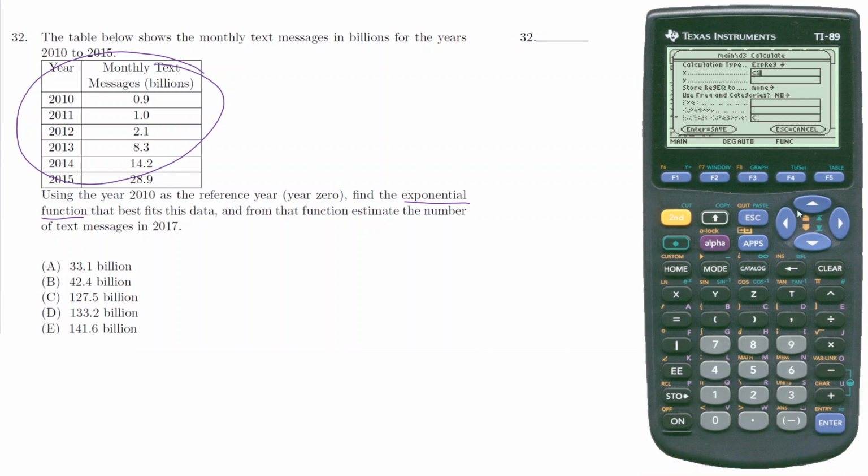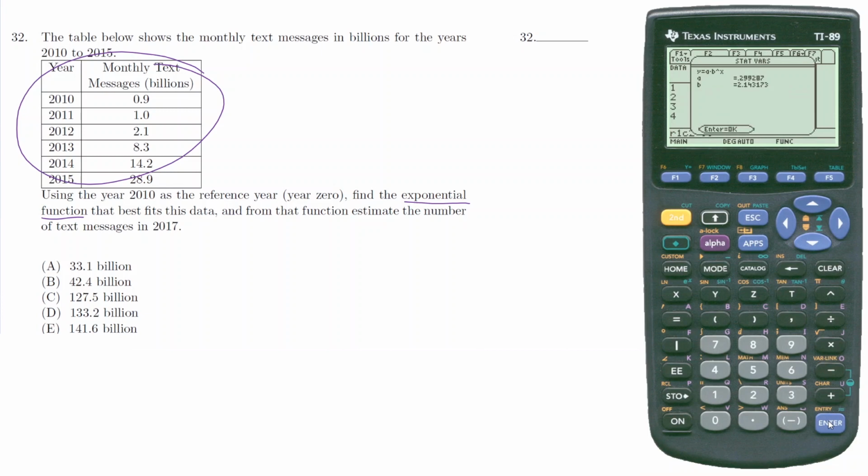Of course, I have to use all these letters. And here I'm typing C, C2. Enter. Boom. So now my exponential function, I have to write it very carefully. So y equals a times b to the x. If you know how to do this calculator thing, this problem is super easy.